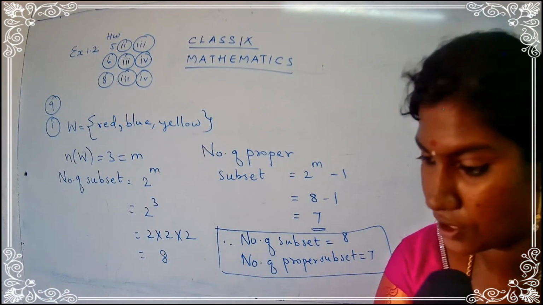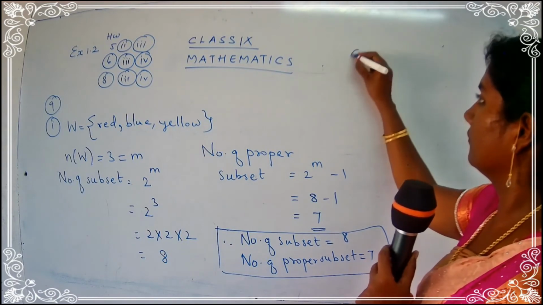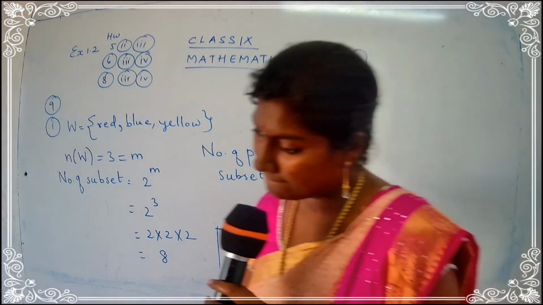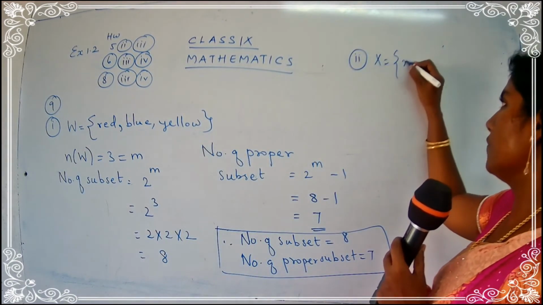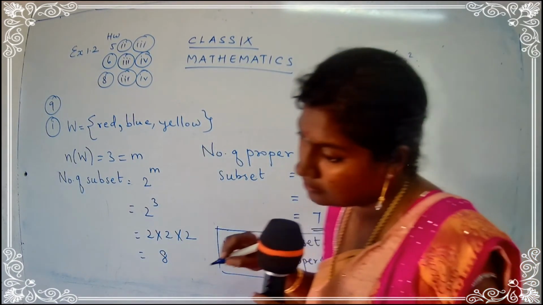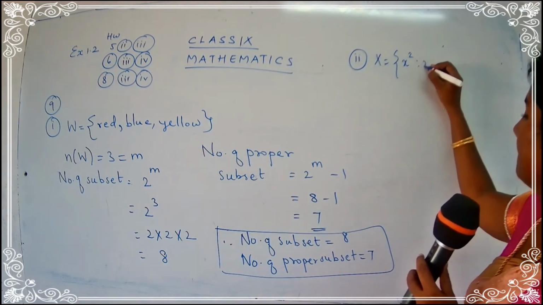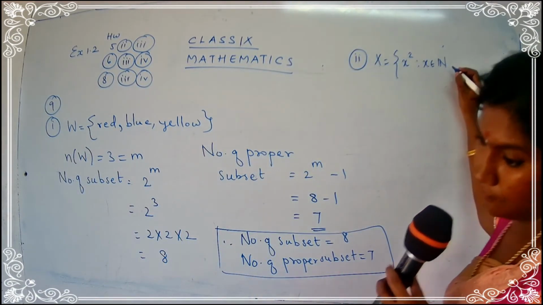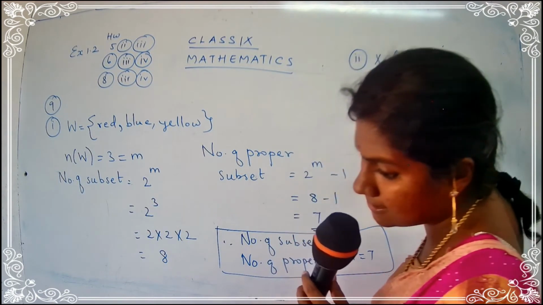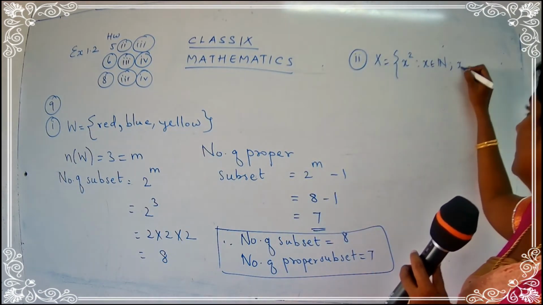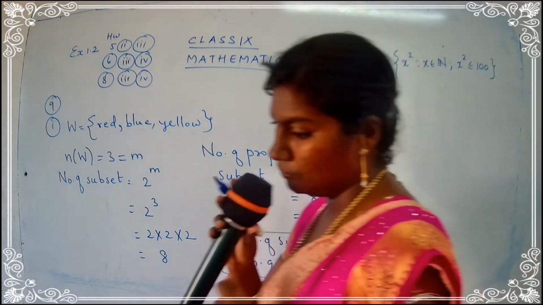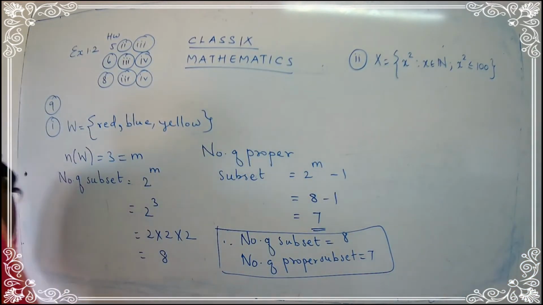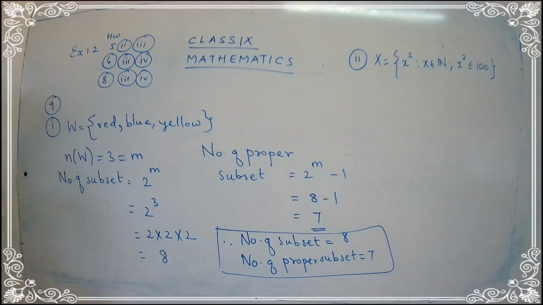Write down the second question. What is the second question? X is equal to x square such that x belonging to N, x square less than or equal to 100. X is equal to x square such that x belonging to N, x square less than or equal to 100.